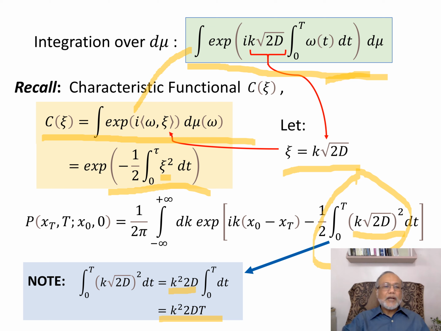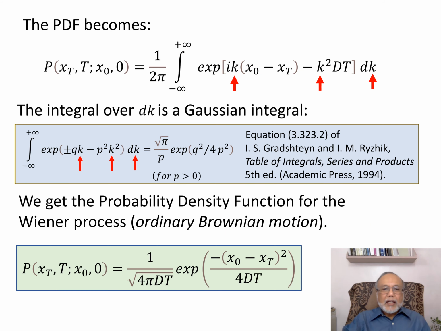So now let's look at the result of our probability density function in the next page, after integrating out the d mu and after integrating out this time part. So we have this type of expression. This k squared 2d was the integration over time, and we are left with only one integration, which is an integral over the dk, and that dk, of course, is due to the fact that we expressed the delta function in terms of its Fourier representation.